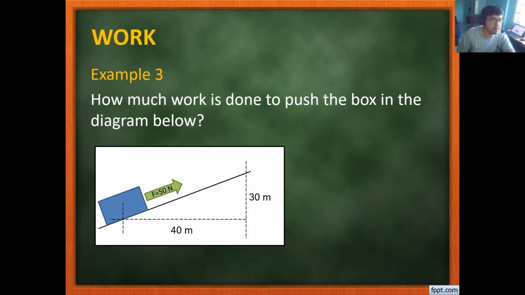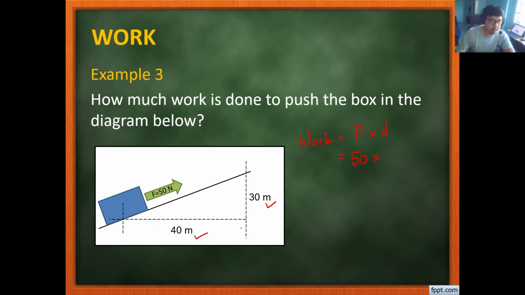Example 3 this time. So how much work is done to push the box in the diagram below? Just like before, we use the formula for work done. And the force in this case is 50. What about the distance? Now you have two distances here. Here 30 meters and 40 meters. Which one do we use in order to calculate our work done?